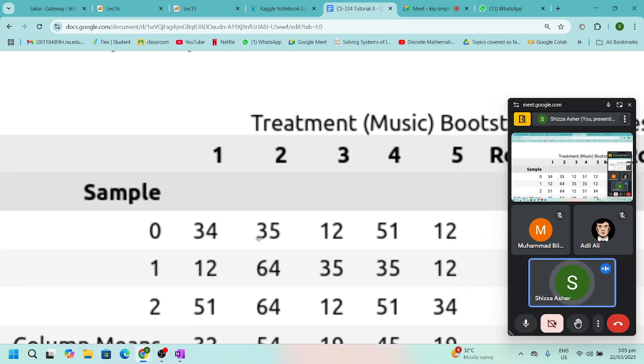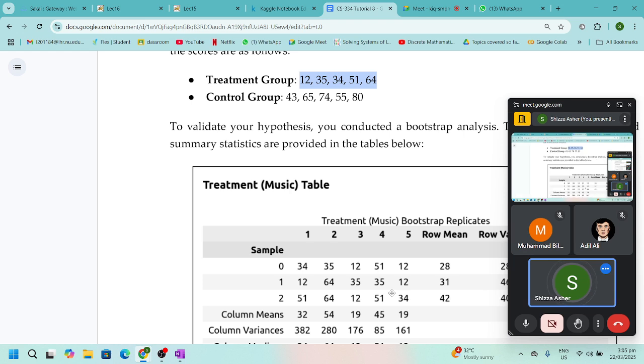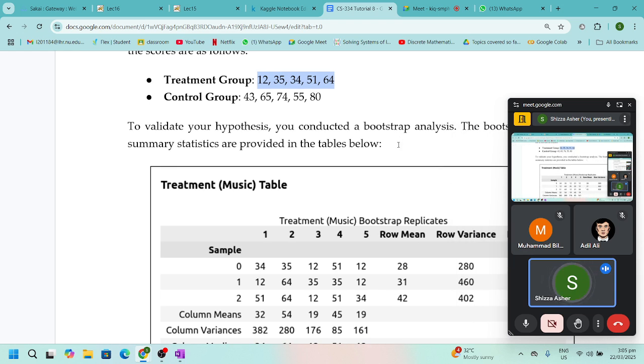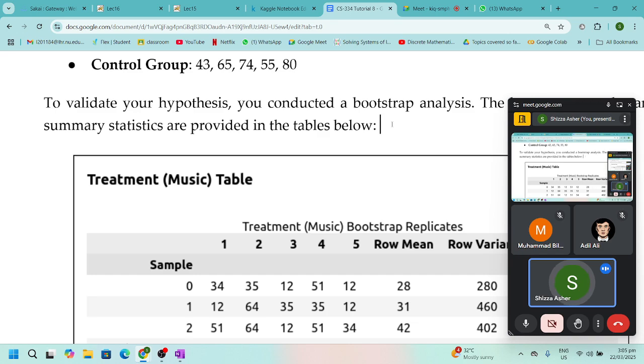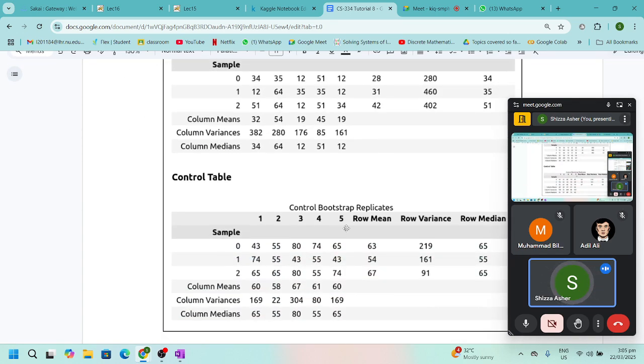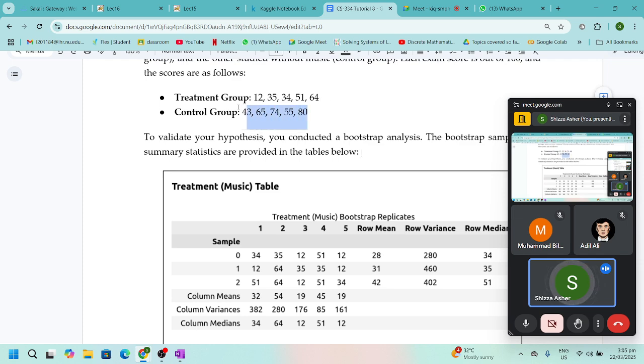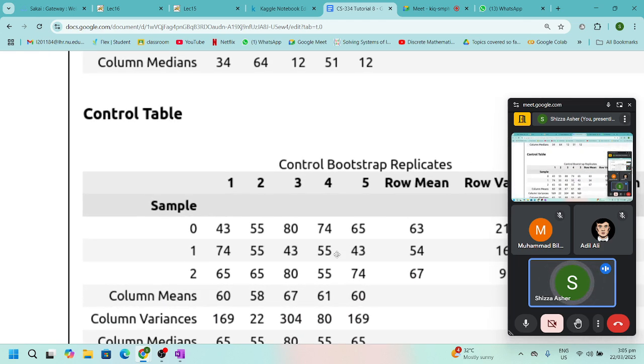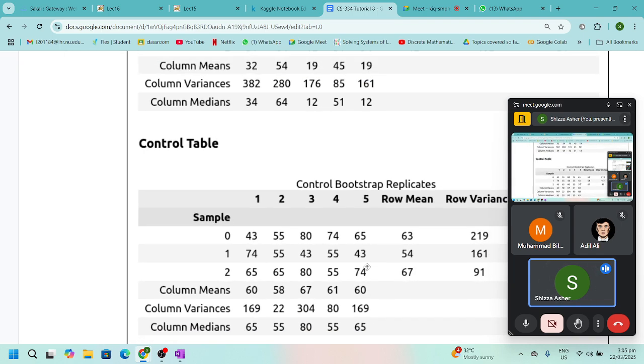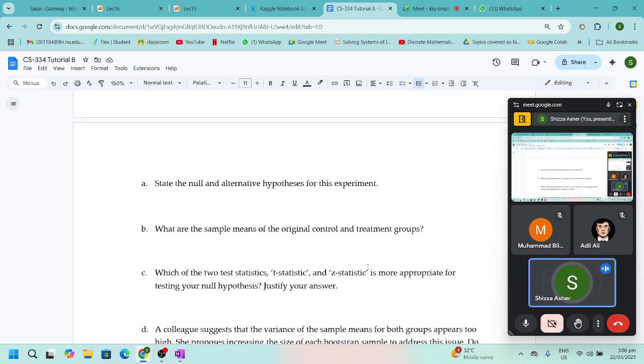So see, in this one, 34, 35, and 12 is repeated twice, and you have 51. That was in the first one. In the second one, 35 is repeated twice and 12 is repeated twice. In the third one, well, 51 is repeated twice. So that essentially is how you are constructing subsamples from the original treatment sample. And then we have computed row means for each of them, but that's not important to us right now. And exactly the same thing we have done with the control group as well, where your values are 43, 65, 74, 55, and 80. So I have just sampled with replacement from that group as well.